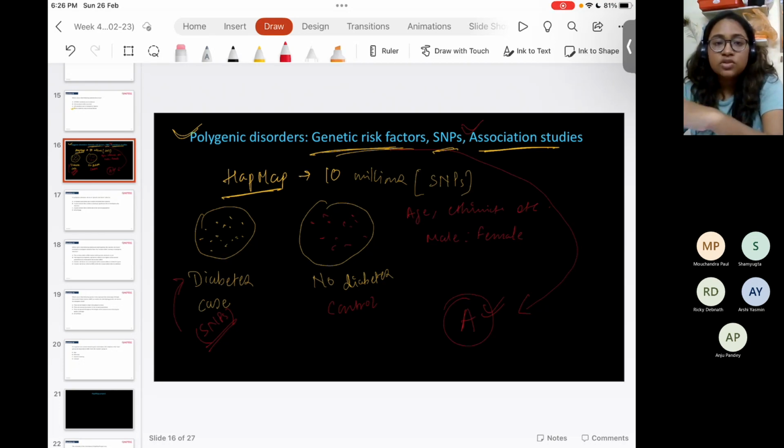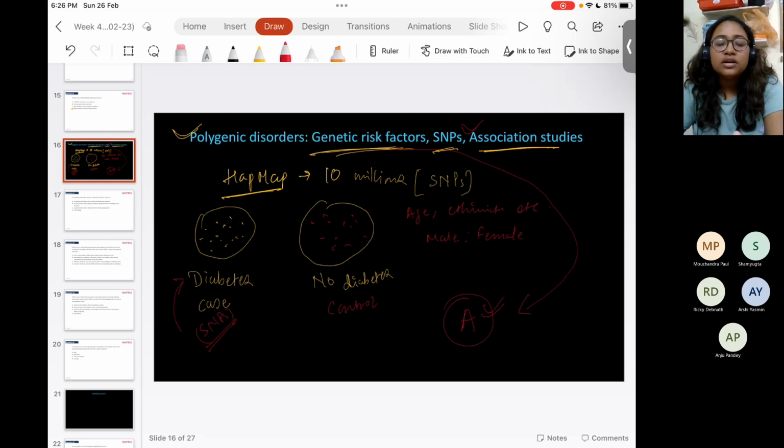Within complex disorders, we always say there's a likelihood. It will possibly cause it. We cannot say with confidence that it will definitely cause it, because we know multiple alleles are present, and to what degree each allele contributes to that particular disease is still being studied. So we can only say whether it is going to be a risk or no risk. That is all about association studies, what SNPs are, and what genetic risk factors are.